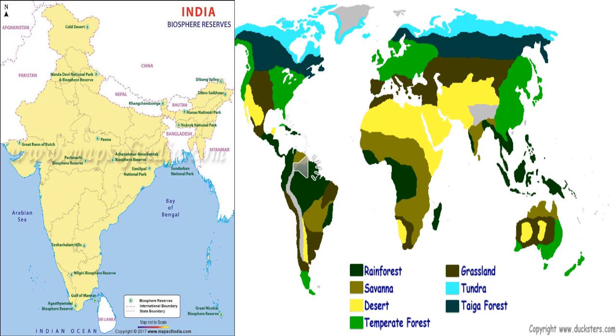Take your textbook for reading. Take page number 204. Read the heading: a tropical forest biome, then tropical savanna biome. That is the textbook reading.